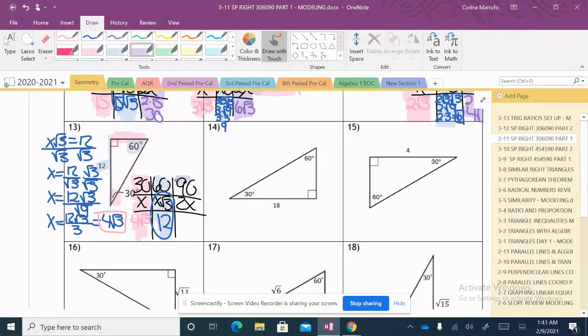And then last, we have the side across our 90-degree angle. So we have to take 2 and multiply it times 4 times the square root of 3, which would give us 8 times the square root of 3.